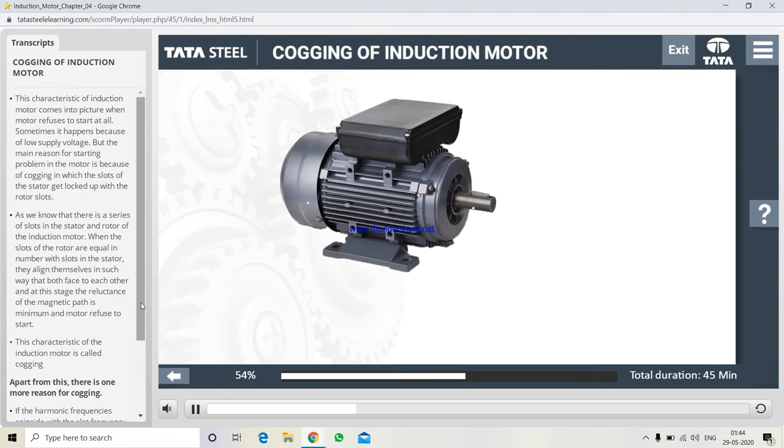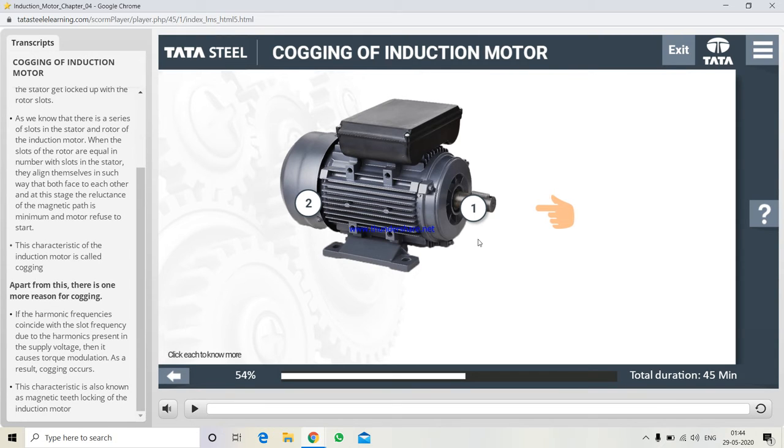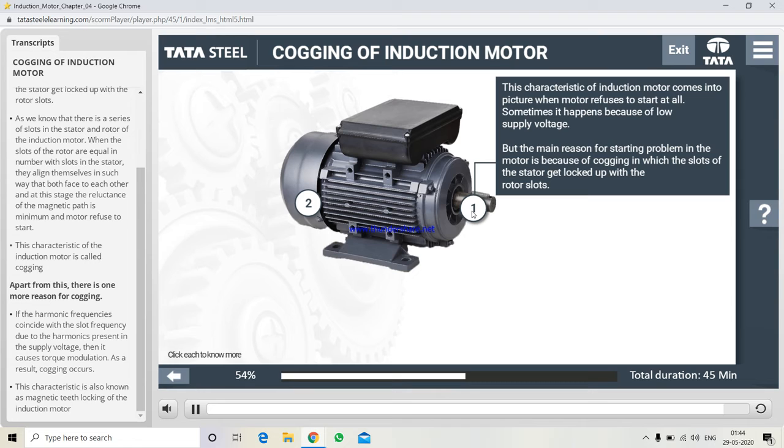Cogging of induction motor. Click each to know more. This characteristic of the induction motor comes into picture when the motor refuses to start at all. Sometimes it happens because of low supply voltage, but the main reason for starting problem in the motor is because of cogging, in which the slots of the stator get locked up with rotor slots.